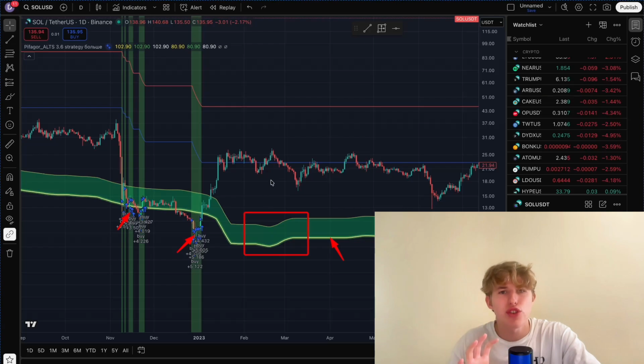Third, we have the average entry line, the blue line. Every time a buy signal appears and you accumulate a little, this line updates. It shows your real cost basis, not the price you wish you bought at, and this keeps your strategy grounded in math, not emotion. And then we have take profit levels.